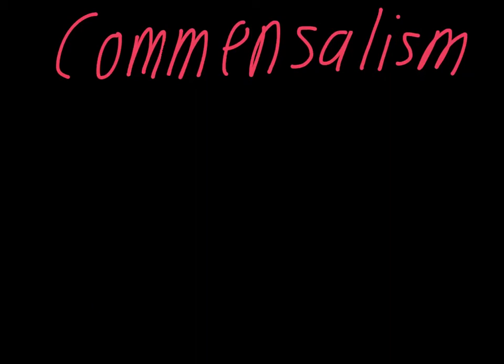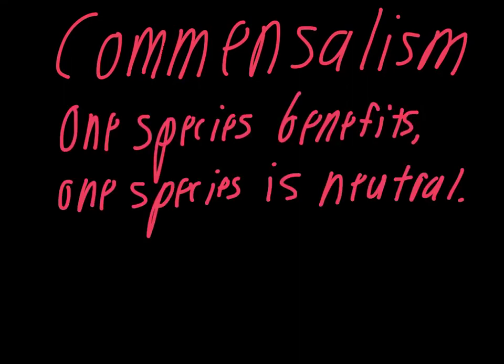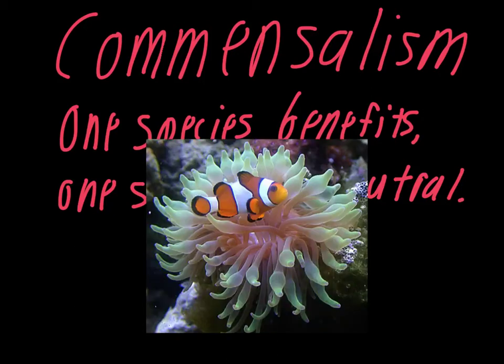The next kind of species interaction is referred to as commensalism. The idea behind commensalism is that one species benefits, and for the other one, it's basically neutral. It doesn't help it or hurt it. There are many examples of commensalism, but one easy one to think about, if you've ever seen Finding Nemo, is a clownfish and a sea anemone. In this interaction, the clownfish benefits because it gets protection. It can hide inside the sea anemone, but for the sea anemone, it's really not a positive or a negative interaction.